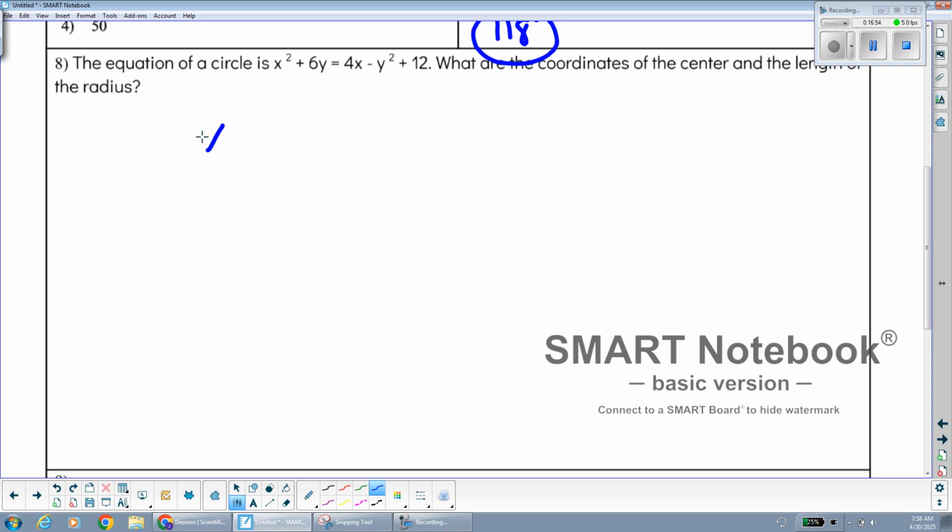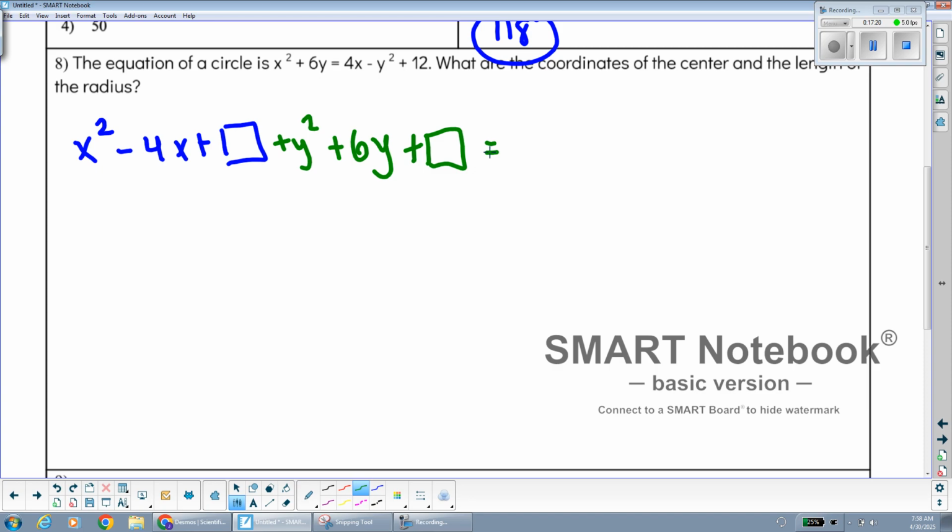So x squared is good. I'm going to give myself more space. X squared is good. 4x needs to come over to the other side, so that's going to become a negative 4x. And then my box. And then negative y squared needs to come over to the other side, so that's going to become a positive y squared. 6y is already on the left. I'm just moving everything I need over to the left. And the constant 12 is already where it needs to be, by itself now on one side of the equal sign. I didn't show all the steps for rearranging, because I think we can handle that. That is just moving across an equal sign from Algebra 1.